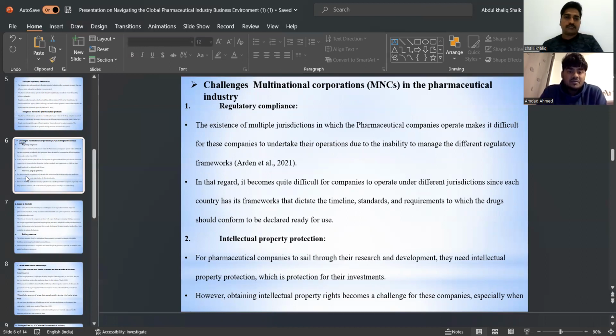Regulatory compliance. The existence of multiple jurisdictions in which the pharmaceutical companies operate makes it difficult for these companies to undertake their operations due to the inability to manage the different regulatory frameworks. In this regard, it becomes quite difficult for companies to operate under different jurisdictions since each country has its frameworks that dictate the timeline, standard, and requirements to which the drugs should conform to be declared ready for use.